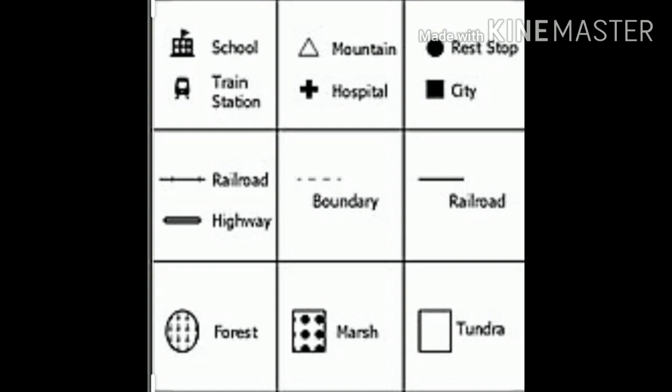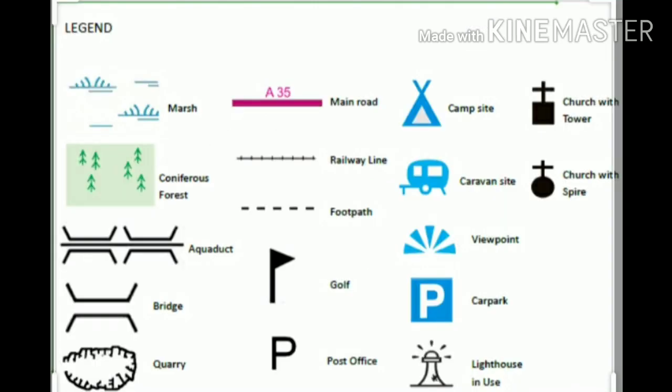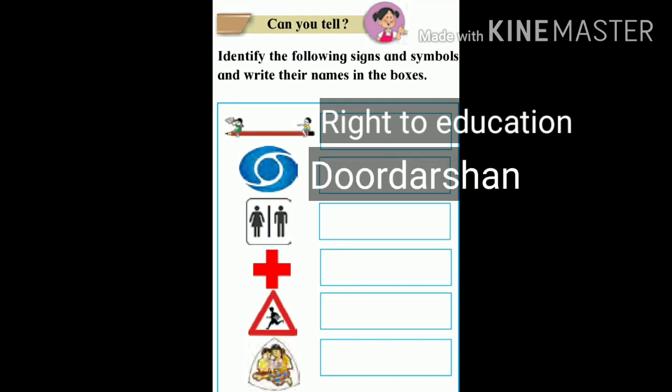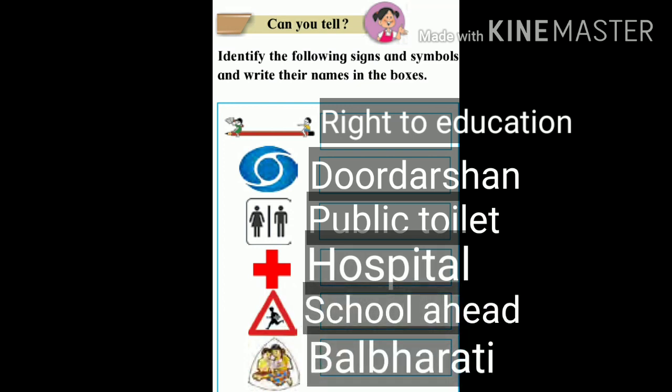Dear children, you are going to identify the following signs and symbols and write their names in the boxes. The use of signs and symbols in a map helps the reader to get exact information about the places on the map. Now, see, the first symbol in this picture is about right to education. Then Doordarshan, public toilet, hospital, school ahead, and Bal Bharti.